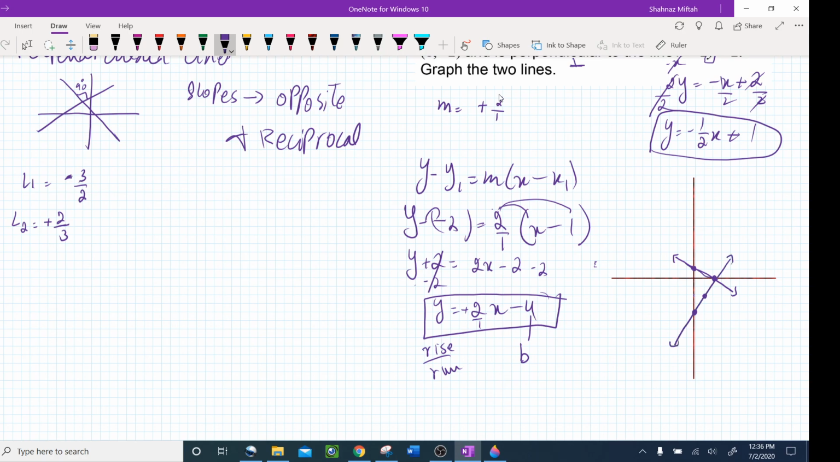And if you can tell, they're making a 90-degree angle with each other. So they are perpendicular to each other. Okay, that's how it goes.